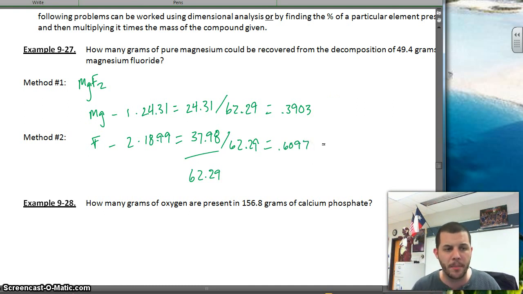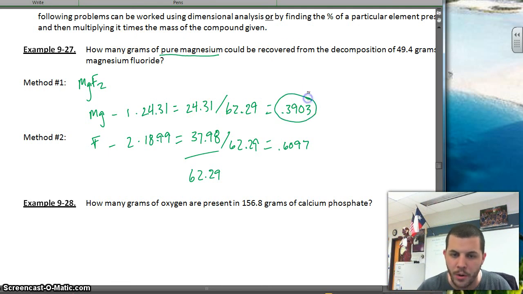Now if I'm going to find the percent composition, let's go ahead and figure it out. Multiply these by 100, you get 39.03% magnesium, 60.97% fluorine. But we actually aren't even going to have to go all that way, because what we can do now is, we wanted to know how many grams of pure magnesium there are. So I can take this value, 0.3903, and multiply it by the mass of the entire compound, or the mass of how much we have.